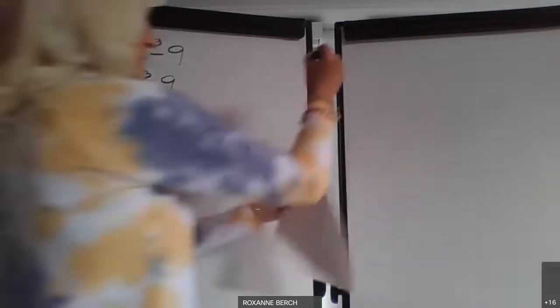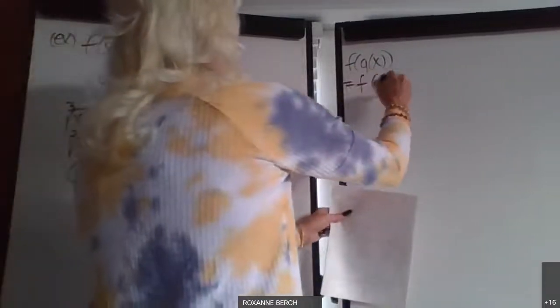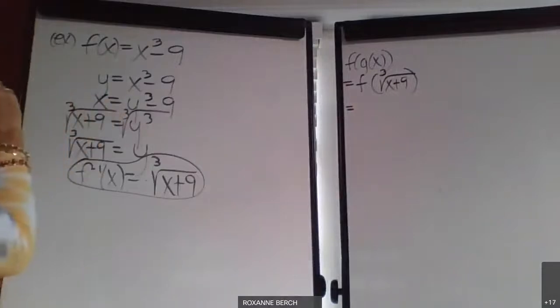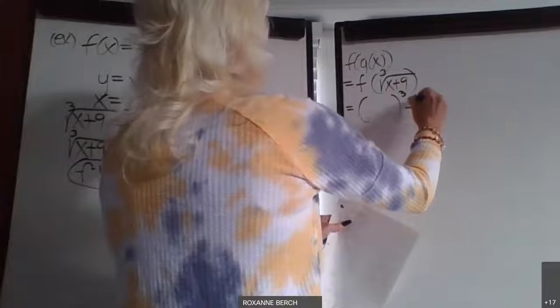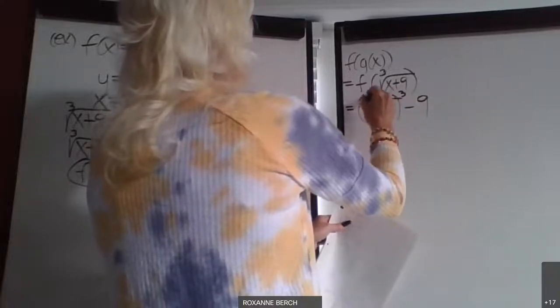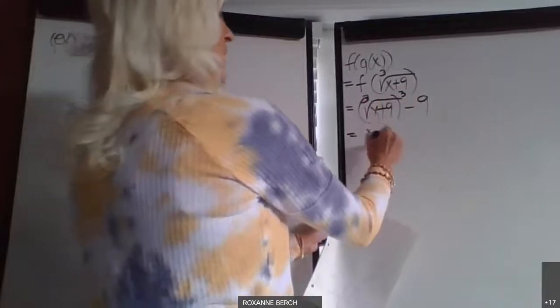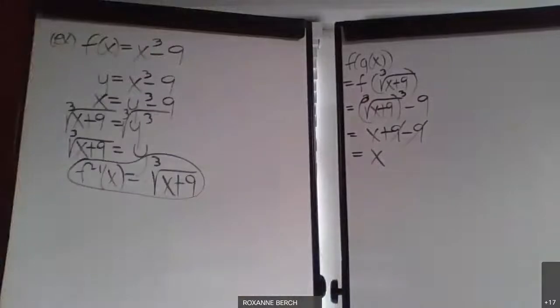Let's do the composition. F of g of x. So you bring down the f function, you put in the inverse. That goes into the f function. So the f function is x cubed minus 9, which is something minus 9. And the something is the cube root of x plus 9. So like I said, the cube and the cube root undo each other. So there's your first x.